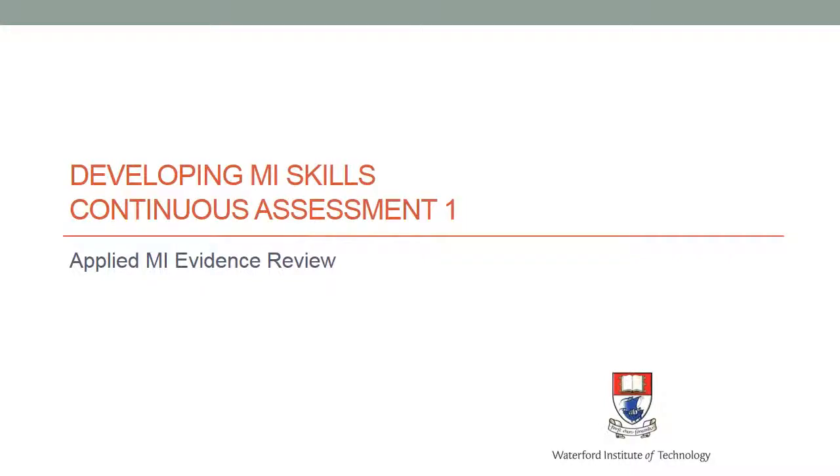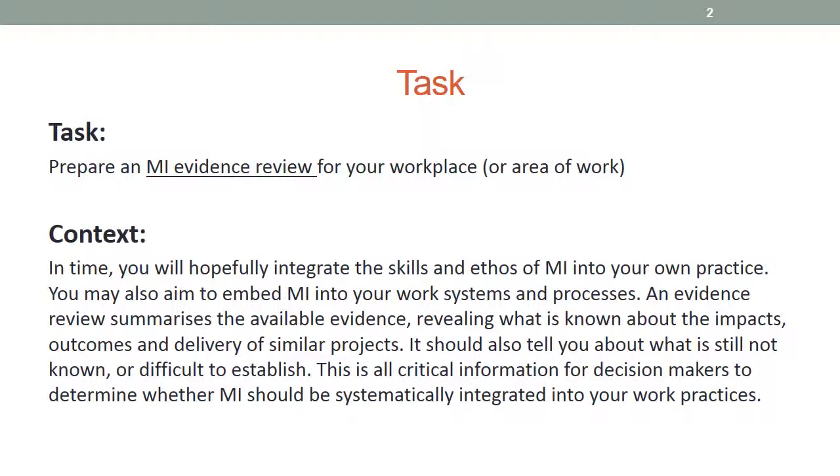Hi everyone, so I've just prepared a few slides for your first continuous assessment to help explain the task. For this assignment, you've been asked to prepare an MI evidence review for your workplace or for your area of work. That might mean you focus on a particular problem or behaviour like gambling, violence or substance misuse, or indeed it might be a condition like anxiety or depression.